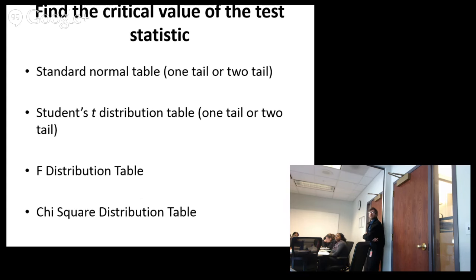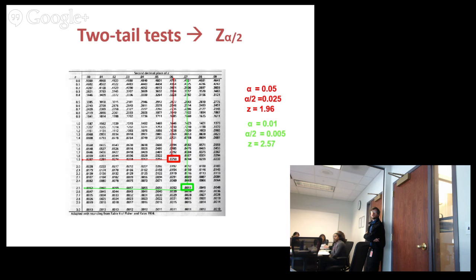So how do we find the critical value of a test statistic? Well, you can use the standard normal table, which is in the back of the book. The student t distribution, which is in the back of the book. The F distribution, chi-square distribution, those are all tables in the back of the book. So how do we read these things?